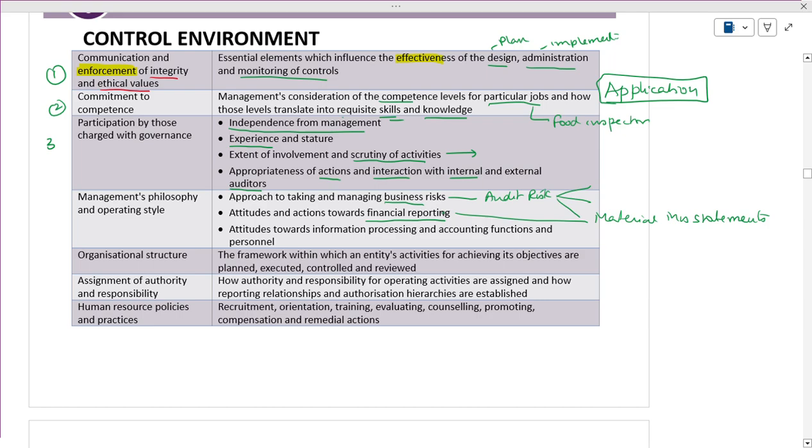Yeah, we have to focus on material misstatements. What is the risk? What are the errors? What are the frauds? Everything will come, whatever we have covered till now. And last, what we are doing is attitudes towards information processing and accounting functions and personnel.